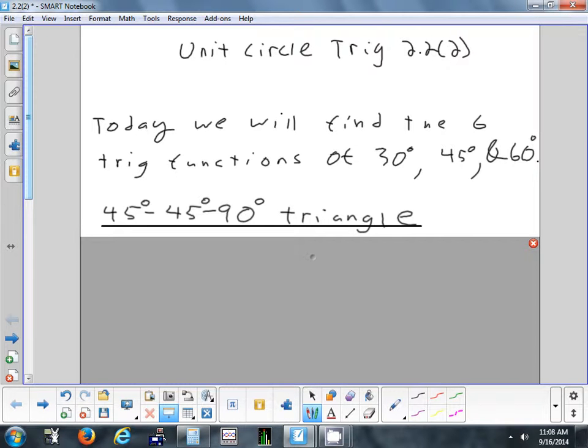The first one we'll focus on is the 45. Okay, our goal here is we want to figure out what is the coordinate for a 45-degree angle. Once we know the coordinate, then this problem is going to be exactly like we did yesterday.